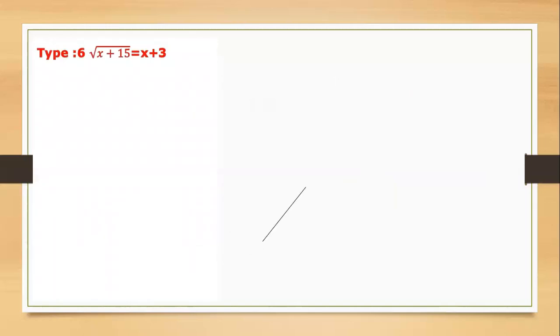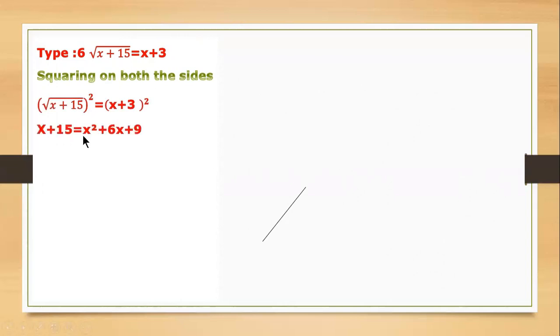If you look at this question, look at the way it is, isn't it? So there is one square root. All these sums we have solved earlier up to type 5 had no square root. So whenever we have a square root, there is a different method to be used. First thing is to remove the square root. How to remove the square root? By squaring on both the sides. If you're squaring on both the sides, square and square root get cancelled.